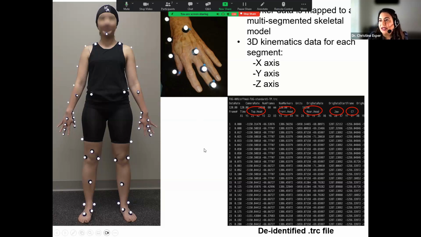Essentially, once this is done, a 3D skeletal model will be created, and we obtain data for each segment on the 3 axes, X, Y, and Z. And this is just a clip of some of the data that we obtain, and you can see for each area we obtain all of this data. This is just a small sample of the information that we receive as part of our protocol.